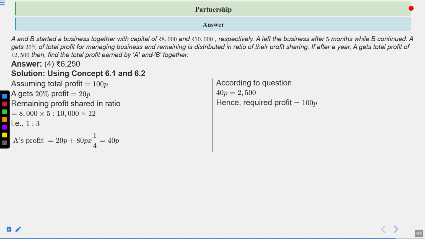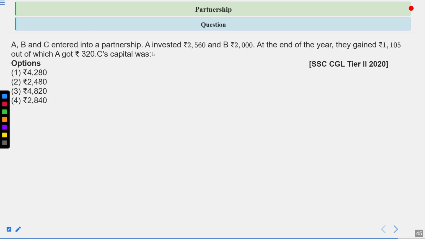Hence the required profit is 100p. If 40p is equal to 2,500, what will 100p be? 2,500 upon 40 multiplied by 100. So we get 6,250 rupees. Fourth one is the correct answer of this question. Next one. A, B and C entered into a partnership.